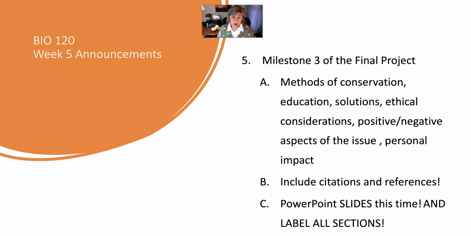And label all of your sections. I cannot emphasize this enough. Methods of conservation should be at the top of the slide so that I know that this is what you're talking about. The problem is when you just write this essay style and you just write on and on, I don't know that you know that you're answering these questions about your topic. So please include the section labels, the headings, and I have them listed right there in 5A, okay?